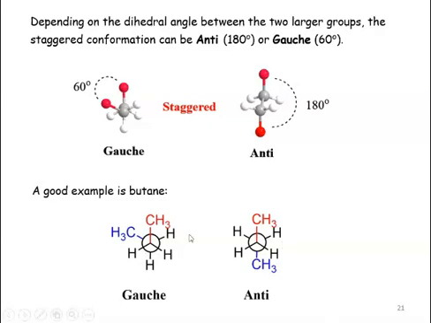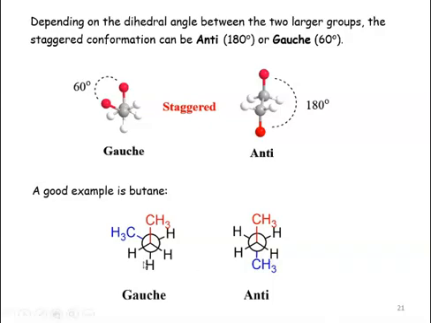Of these two structures, which one is considered as more stable? One which is having more energy is less stable. One which is having less energy is more stable.